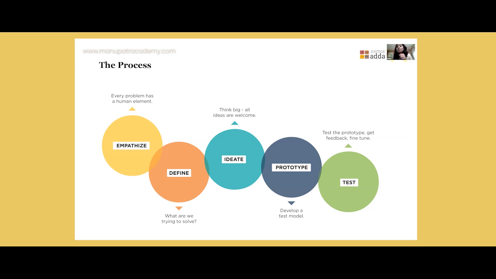The second is to define the problem, right? Because when we think of a problem, it can be a reasonably complex situation. So how do you separate the key issues from the noise and only focus on that? The third part of the process is ideate, where you try and come up with as many ideas as possible. And at this stage, no idea is a bad idea, right?